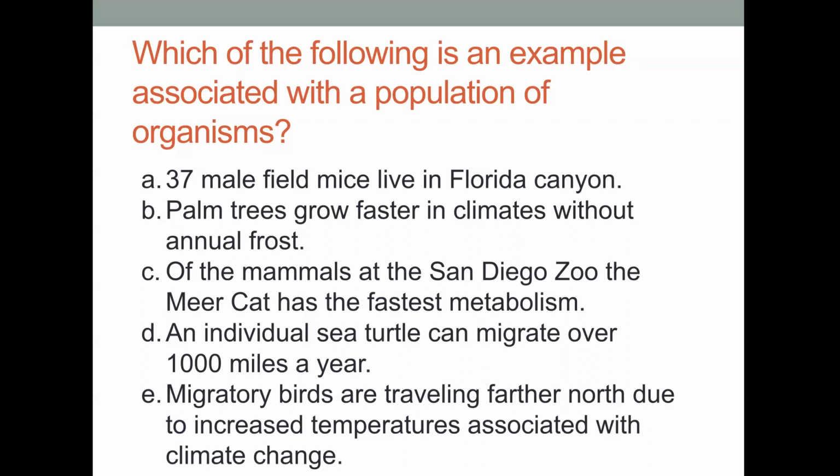I'm fairly confident that they are migratory, right? So if the answer for E had changed to Western bluebirds are traveling further north due to increased temperatures associated with climate change, that would be a good example of a population, because we're talking about a specific population of a specific species. And yes, they might move from one area to the next, but we're looking at their behavior and how they behave as a group.